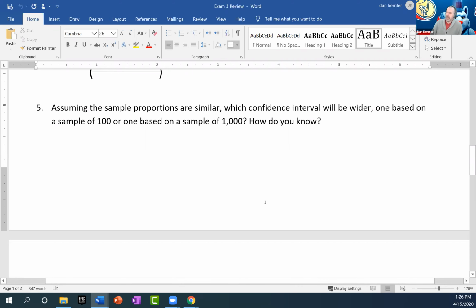The question here is, assuming the sample proportions are similar, which confidence interval will be wider? One based on a sample of 100 or one based on a sample of 1,000? How do you know? Well, let me ask this.